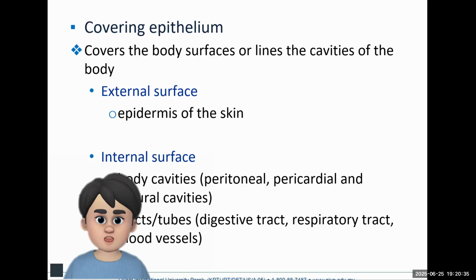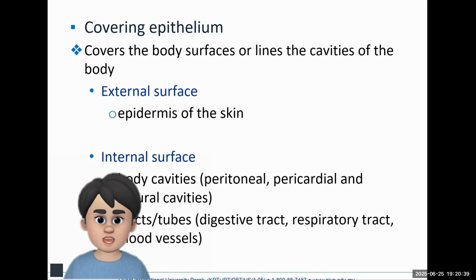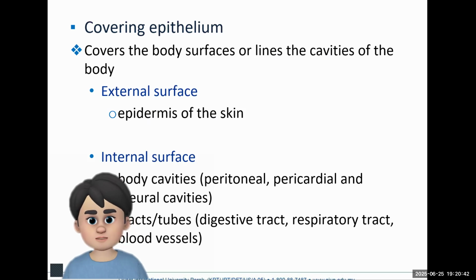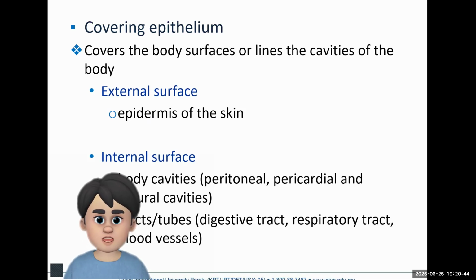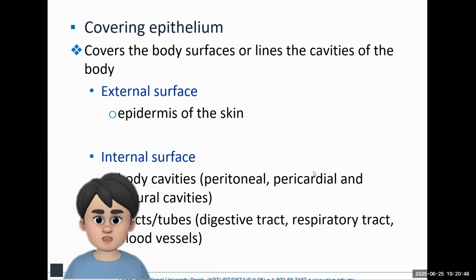Right. So those things, they won't ask what is pleural cavity. That means it's the space between lung and the chest wall, right? So it is in a thoracic cavity, right? So then digestive tract, respiratory tract, and blood vessels, right?